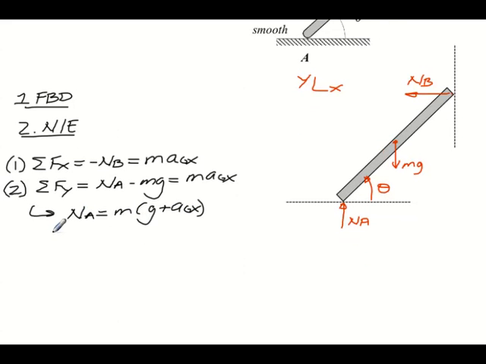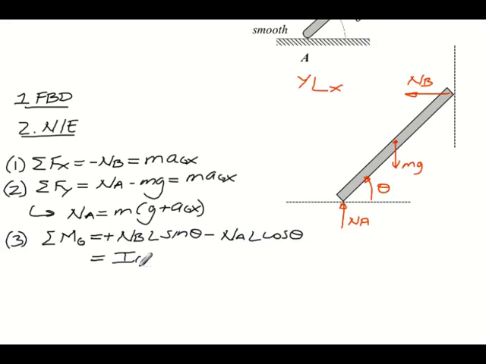And lastly, it's going to be a moment equation. I'm going to choose G because that's the one I usually fall back on if I can't easily find a fixed point. So summing moments about G, moment due to NB, it's going to be NB times L sine theta. It's going to be a plus K. NA has a moment arm of L cosine theta. It's in the minus K. And that's it. So that's equal to mass moment of inertia about G times alpha. For a thin homogeneous bar, IG is 1/12 m L squared.